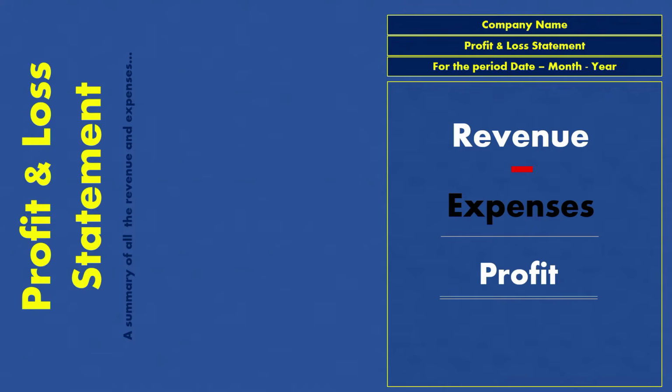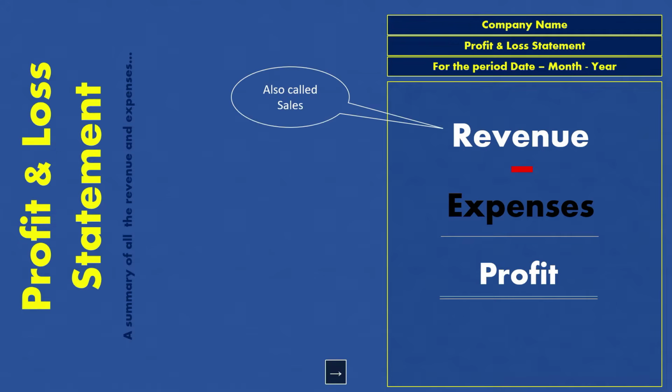On the top, you will have the company name and the report heading and the time for which it is prepared. For the period, it can be a month or a quarter or a year or even a single day or a week. So in this report, on the top, you will be seeing all of your revenues. Then you will represent all the expenses. You will deduct the expenses from the revenue, and revenue minus expenses will be your profit.